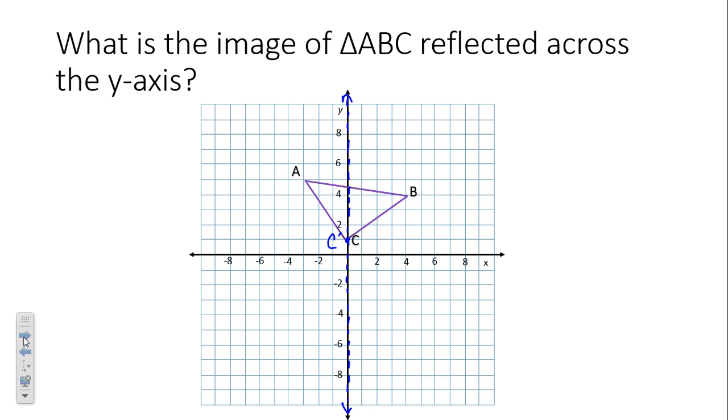So B is currently at 4, 4. Where's it going? Negative 4, 4. B prime is at negative 4, 4. A is currently at negative 3, 5. Where will it go? Positive 3, 5. Good.